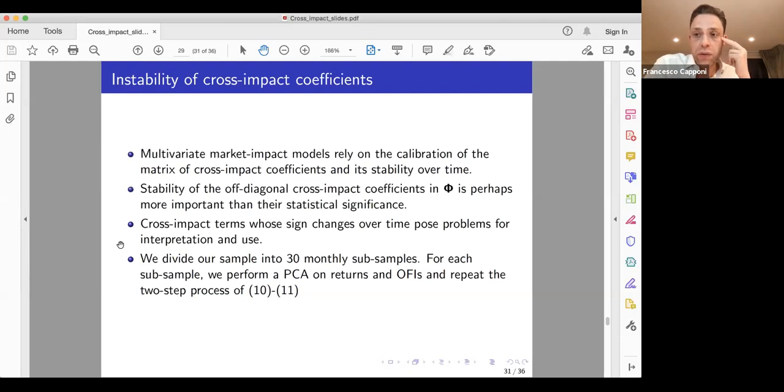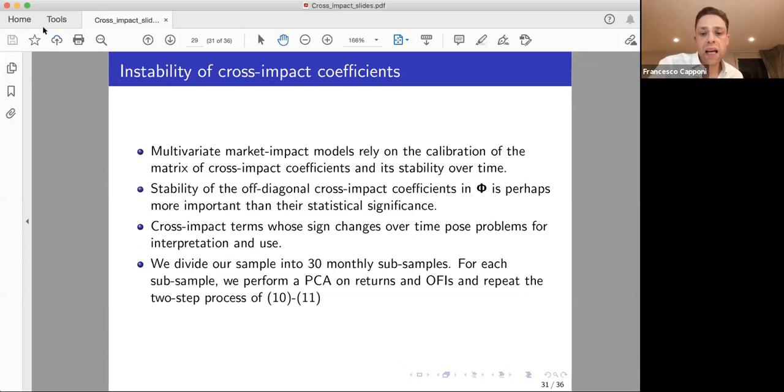And as we saw from the regression, once we took the PC1 of the order flow imbalances into account, 80% of cross impact terms became negative. So this suggests that they might be unstable. So this kind of triggered us to look at the change over time. So what we did is an analysis of subsamples. We divided our 2.5 years of data into 30 monthly subsamples. And for each of these subsamples, we ran the same two-step procedure that we did before. So the PCA analysis that we did before, where we regressed the OFI on the principal component, and then we regressed it against the PC1 and all the other order flow imbalances. So if you go to the next slide.